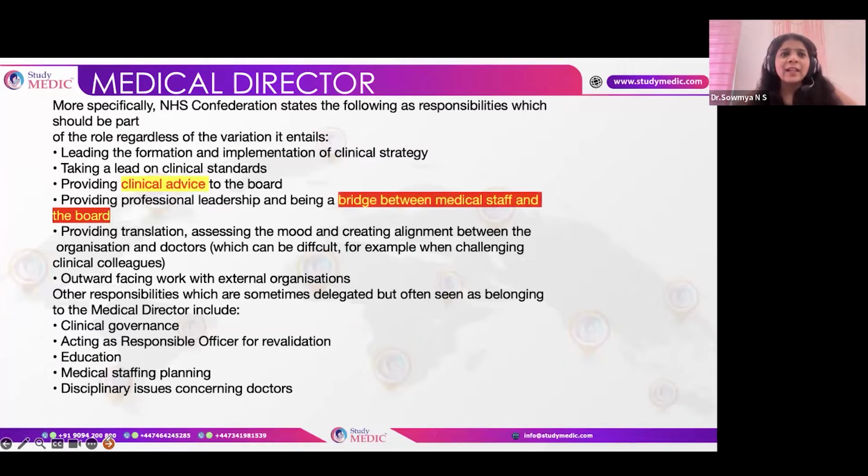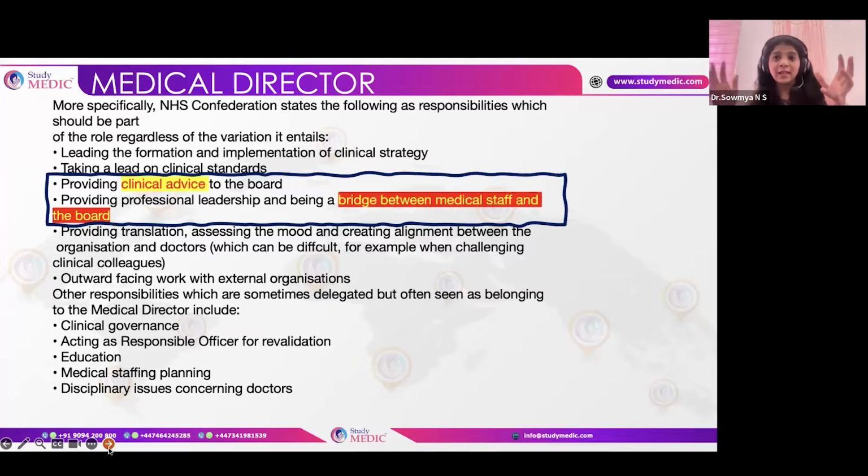The medical director is a person who is basically bridging a gap between the medical staff and the board. Obviously, he will also have a major role in maintaining clinical governance, educating, and medical training, all those things. Basically, medical directors provide the clinical advice to the board as well. And if there is any disciplinary action against the concerning doctors, that job would come to the medical director.